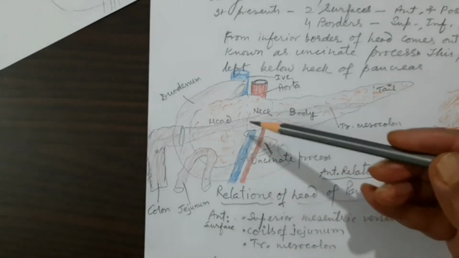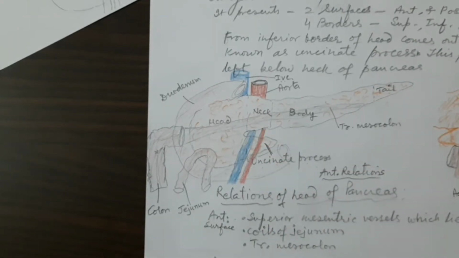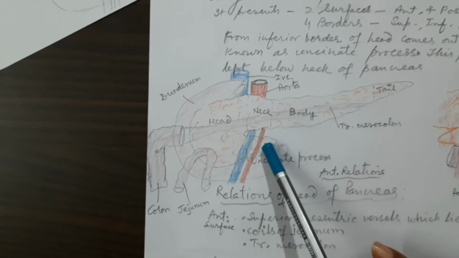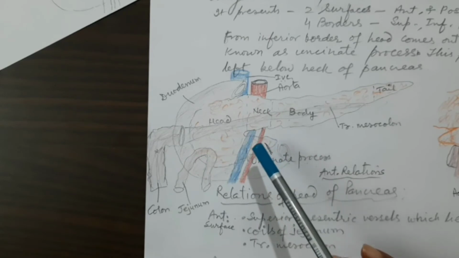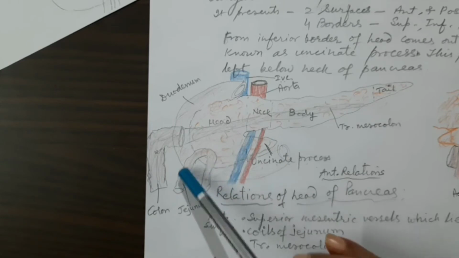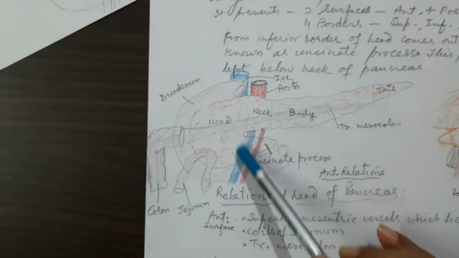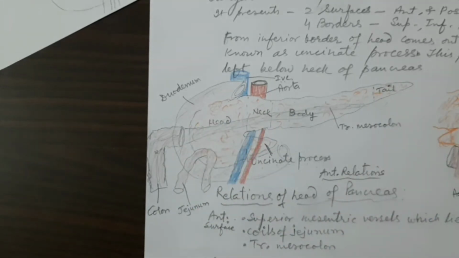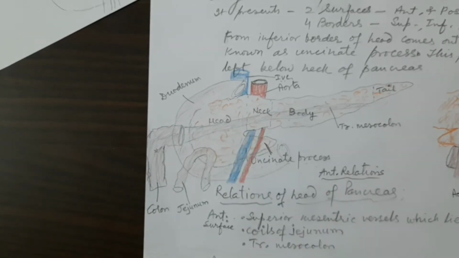So that is related. From its attachment downward, the part of the pancreas is in relation to the coils. So there are three different relations on the anterior surface. From left to right, it is the superior mesenteric vein and artery, which lie in front of the uncinate process, then the coils of jejunum, and anteriorly the head is also related to the transverse mesocolon. These are the relations of the anterior surface of the head.